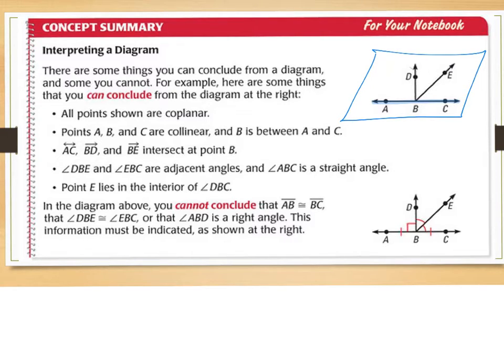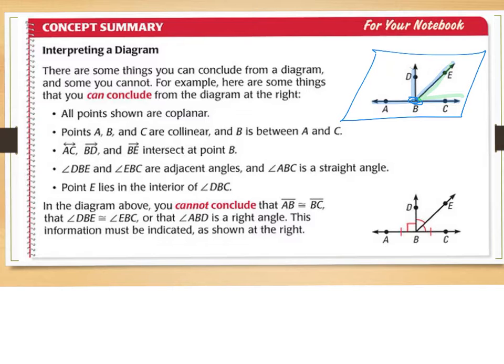Now, I didn't say it's in the middle. It's just somewhere in between there. I can also conclude that line AC, ray BD, and ray BE all intersect at point B, right here. So the line and the two rays all meet at point B. We can also see that angle DBE, this one right here, is adjacent, or next to, angle EBC. It's also next to ABD.